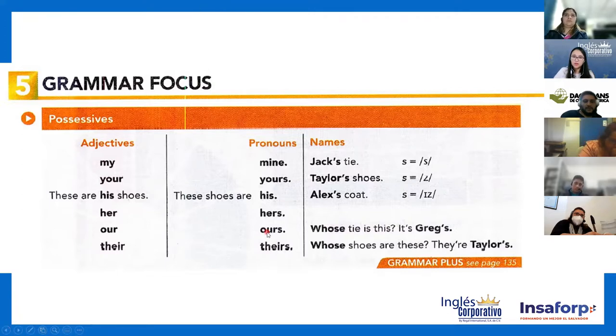Okay, do you have the first one, Josue? Do you have the first one as an adjective? Tenemos el primer ejemplo, Josue, the first one. Not yet? Okay. What about you, Nilsson? Do you have the first example? Not yet, teacher. Not yet, okay. Teacher, I have an example. Yes, please.